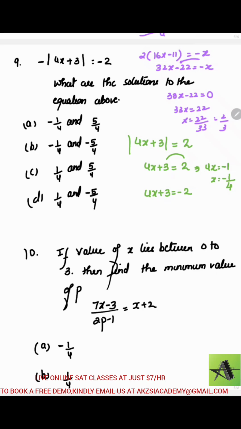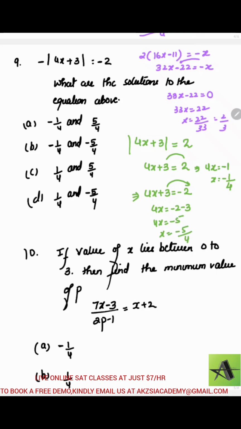Now, for the second one, again I'll be transposing, and you have to subtract 3. So 4x is equal to minus 2 minus 3. So 4x equals minus 5, and x is equal to minus 5 over 4.